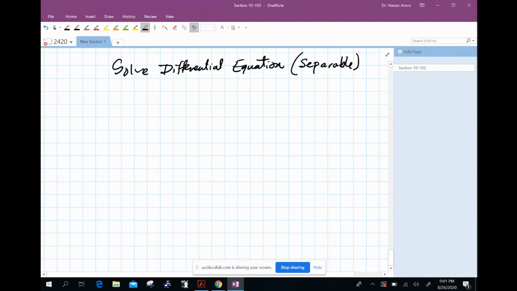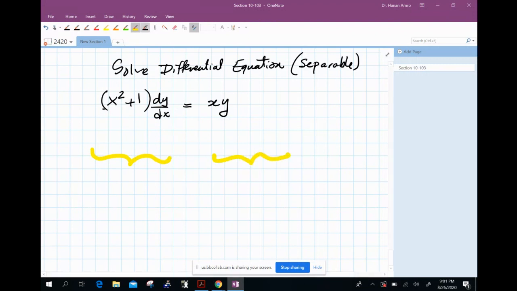So if we were going to separate the variables, I'm going to look at the first equation right here. We have x squared plus 1 times dy over dx, and that's equal to x times y. Now, if we can separate them, that's called separation of variables. So we're going to get all y's on one side and all x's on the other side.